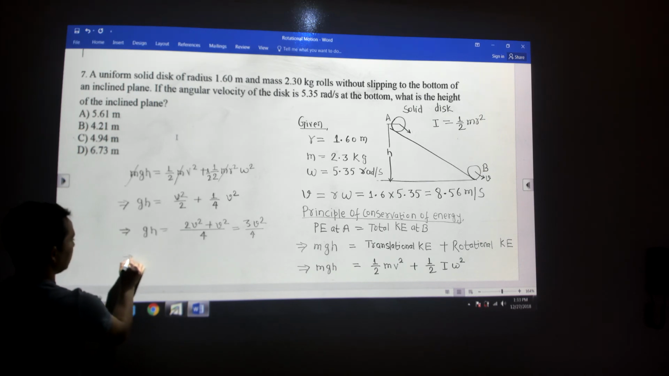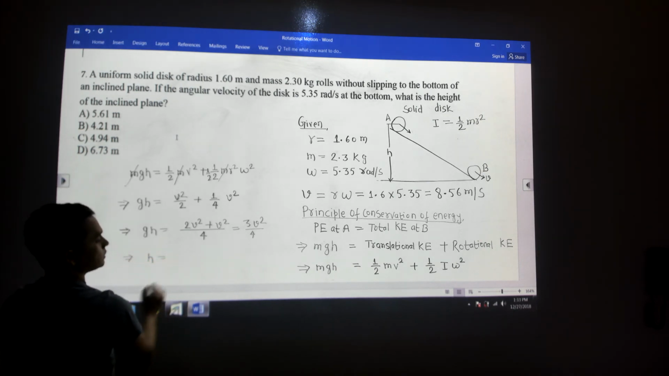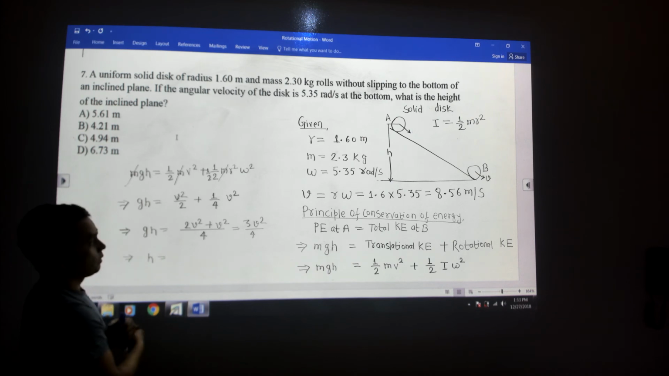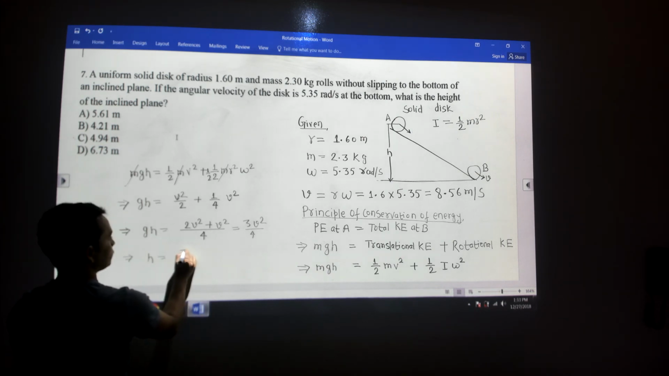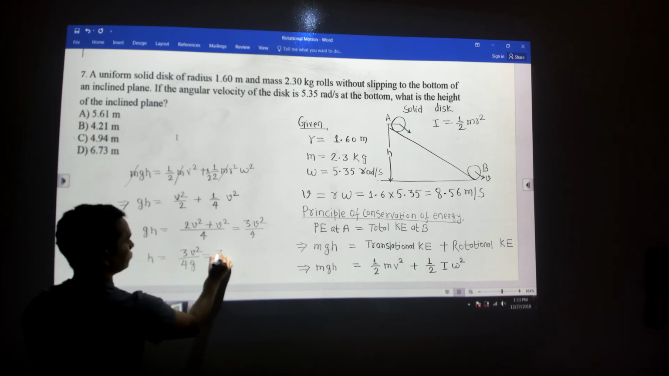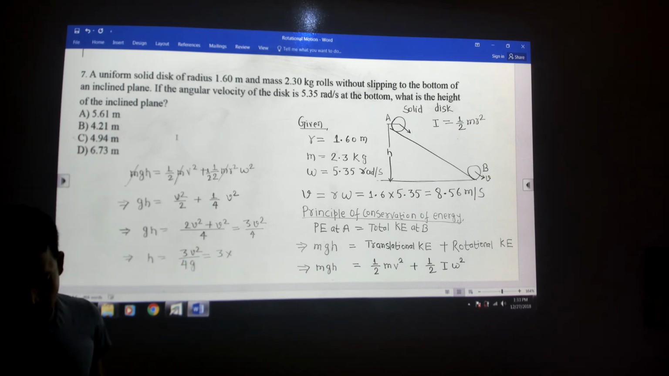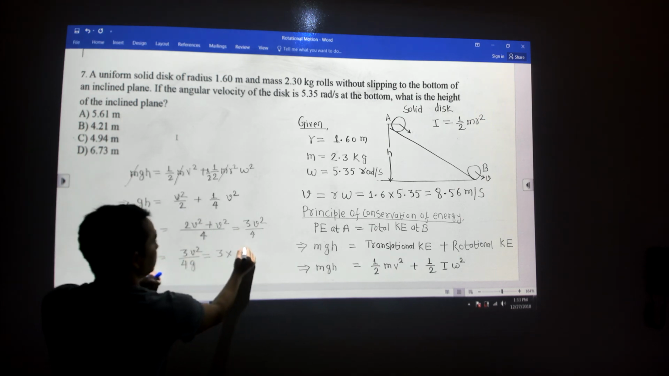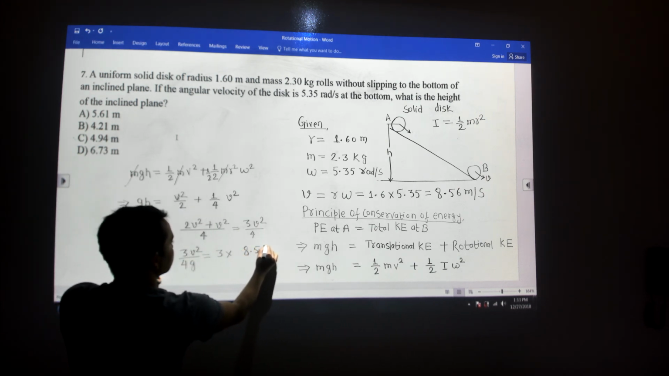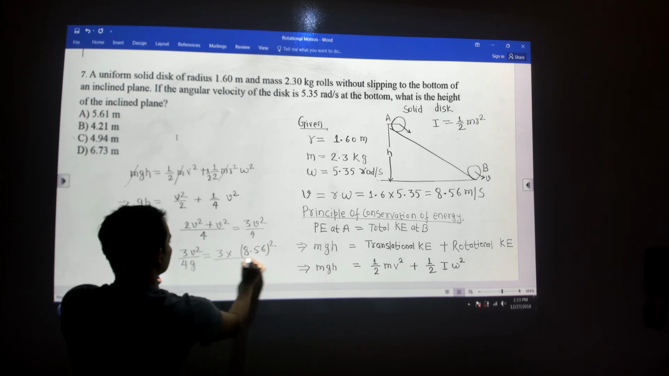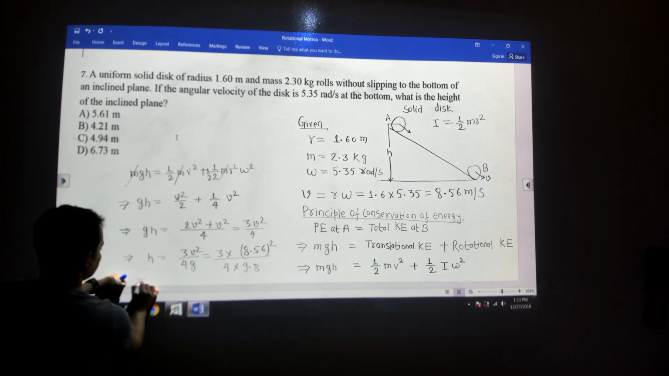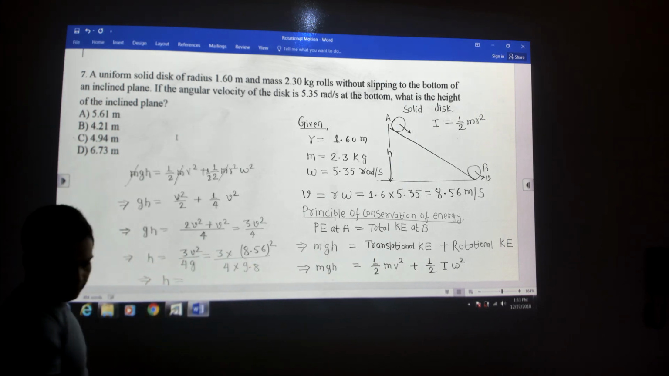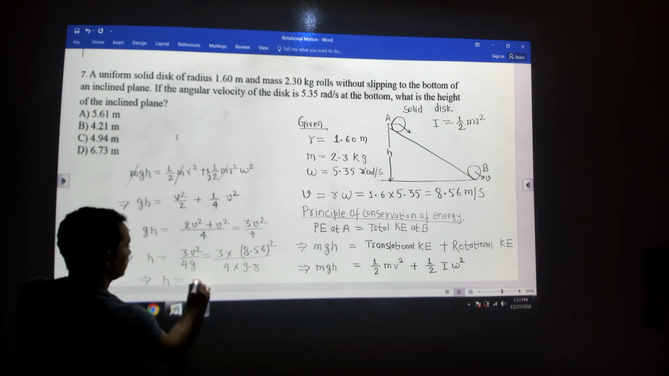So the height h is equal to 3 v squared over 4 times g. Plug in all the information. What is v? v we already have calculated, which is 8.56. So 3 times 8.56 squared divided by 4 times g, which is 9.8. Once you put in all the numbers, the height you'll get is 5.8.